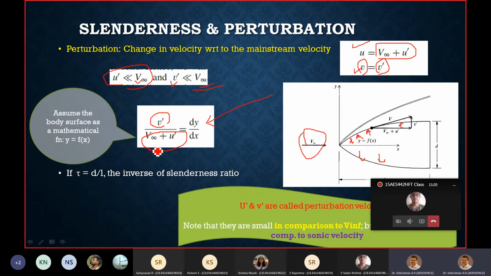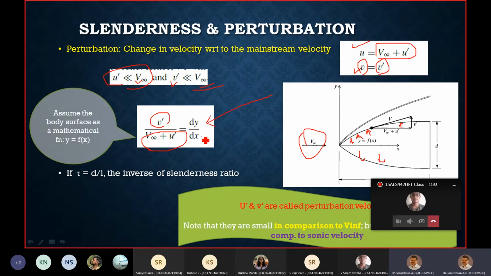That is the new velocity in the y direction is v infinity plus u dash. It was originally v infinity, but because of the body, there is an increment which is u dash. So the net velocity in the mainstream direction, the x direction, is v infinity plus u dash. So v dash divided by v infinity plus u dash can be equated to the slope.